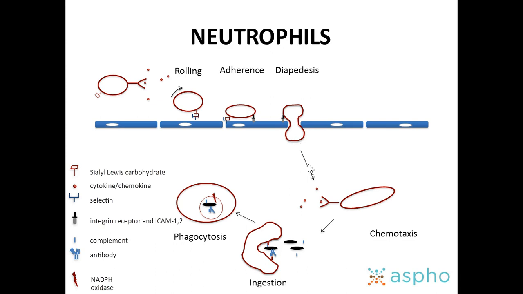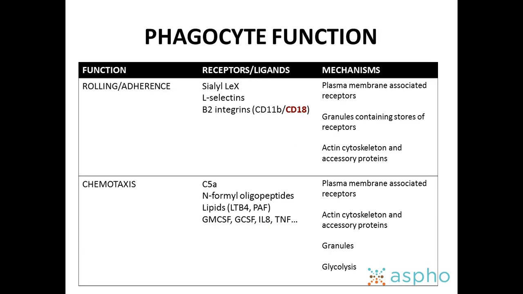And then once they're in the extravascular space, they use the chemokines to locate where the problem is, and then they find their bacteria, or whatever it is that's covered with antibody and complement, that tells it to gobble it up. And after they gobble it up, they put it into a phagocyte and kill it. All right, so we're going to go through each of those steps.